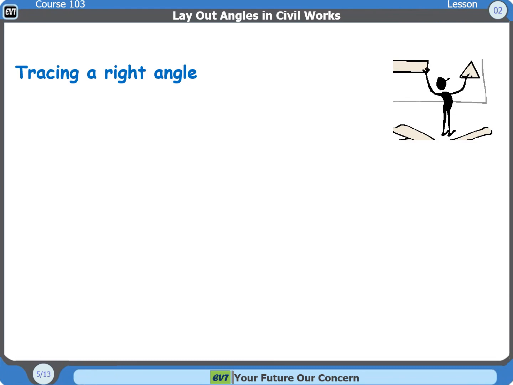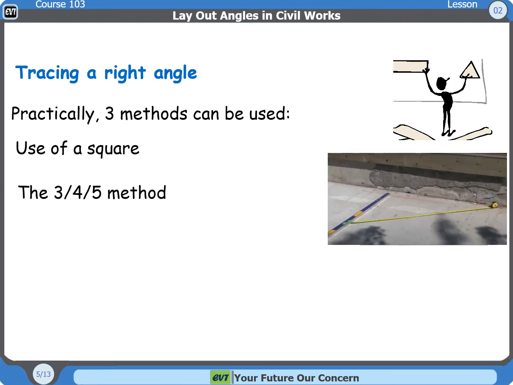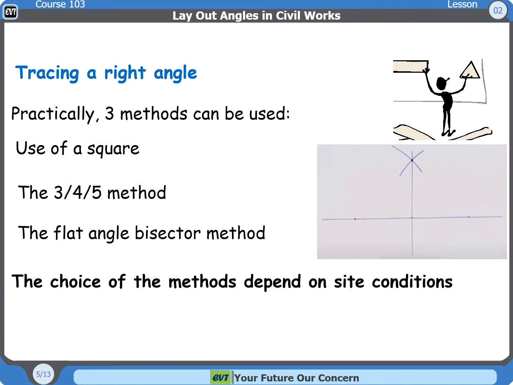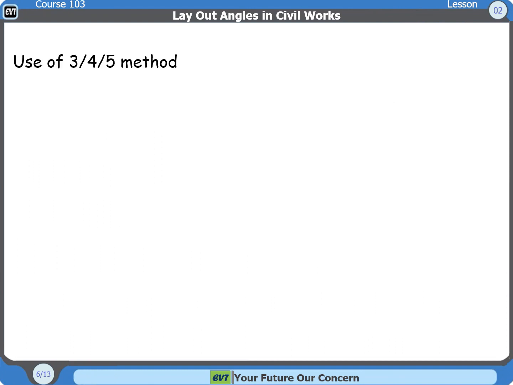Now we will learn the methods of tracing a right angle. Practically there are 3 methods that can be used for tracing a right angle: use of a square, the 3, 4, 5 method, and the flat angle bisector method. The choice of the method depends on site conditions. The objective is to achieve the maximum precision.